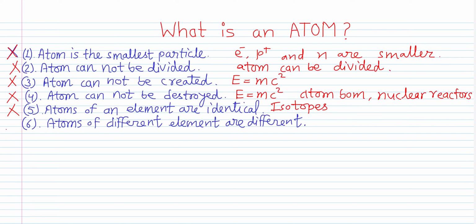Similarly, if you say atoms of different elements are different, that is also wrong, because there exist isobars, and isobars are the atoms of different elements which have the same masses, and mass determines the physical properties of an atom. So isobars have similar physical properties. So all these definitions, if you give them when someone asks you what is an atom, are wrong. So now let us see what can be a correct definition of an atom.